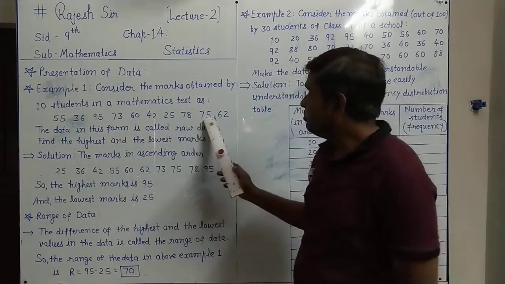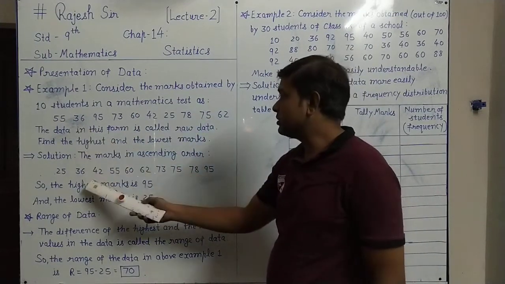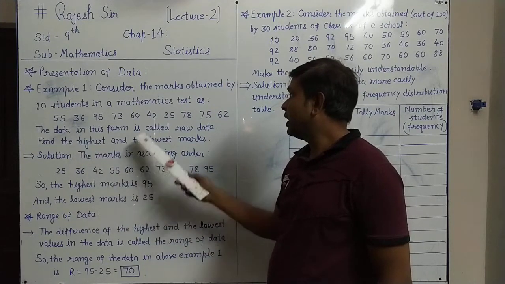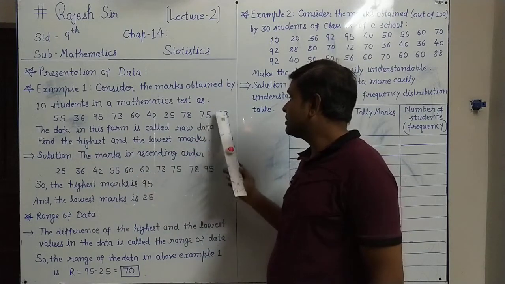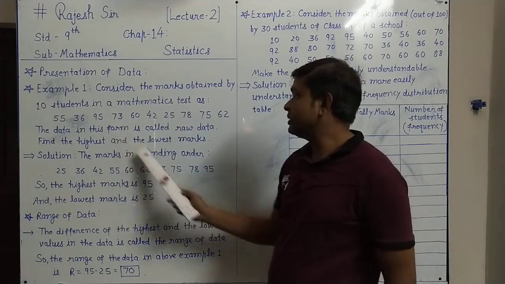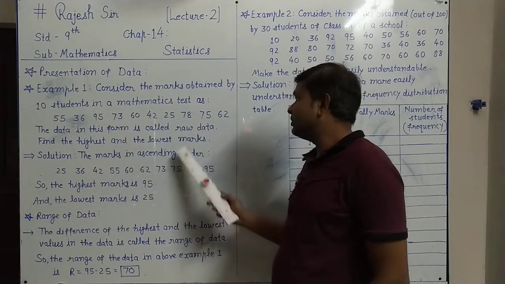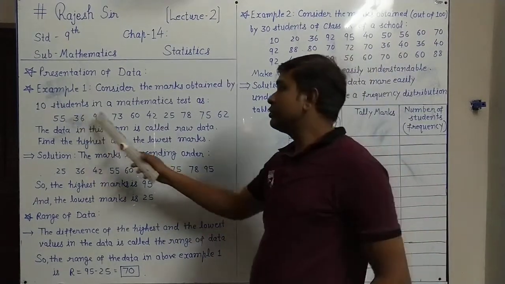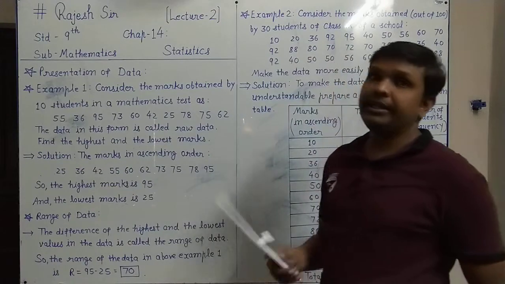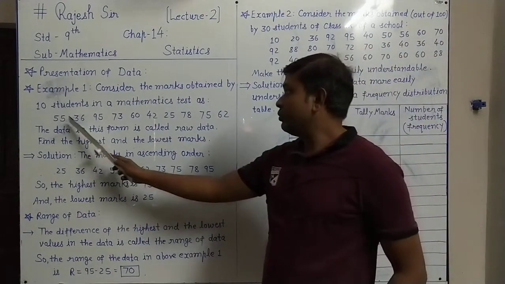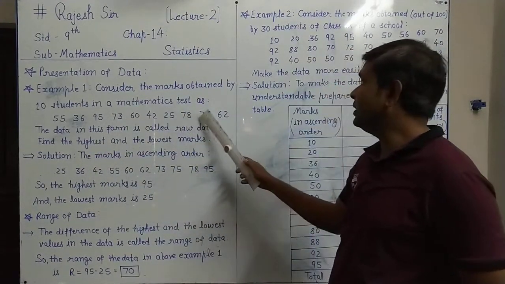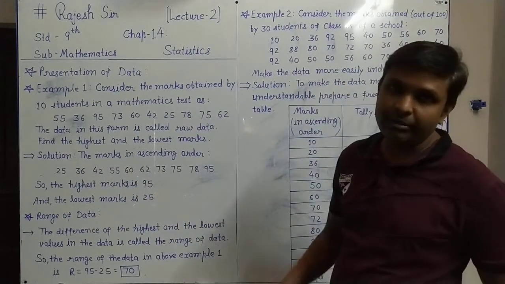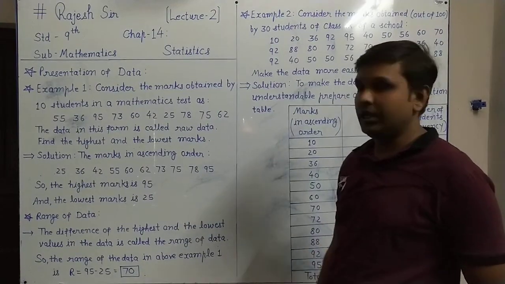After that the next larger is 36, then 42, then 55, then 60, then 62, then 73, then 75, then 78, then 95. So the marks of all 10 students are now written in ascending order: 1, 2, 3, 4, 5, 6, 7, 8, 9, 10. All 10 marks are in ascending order now.